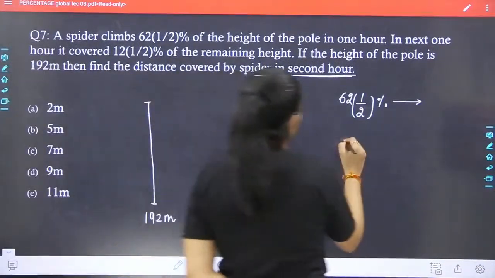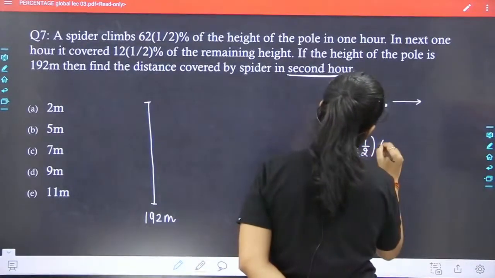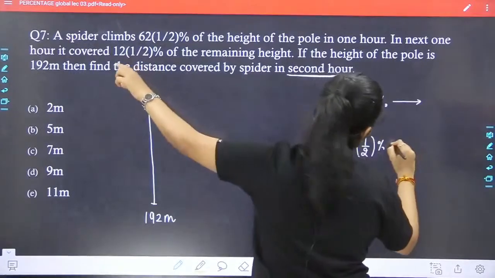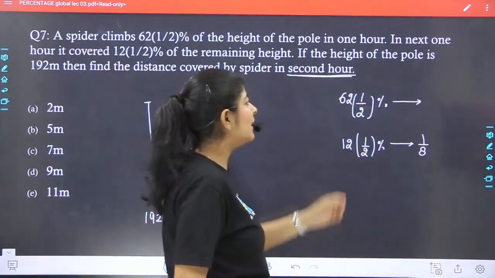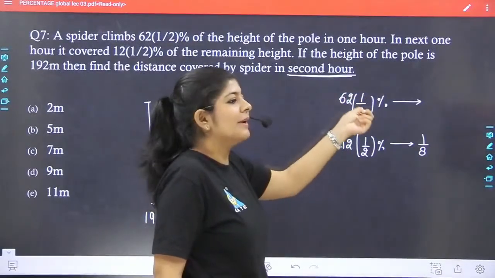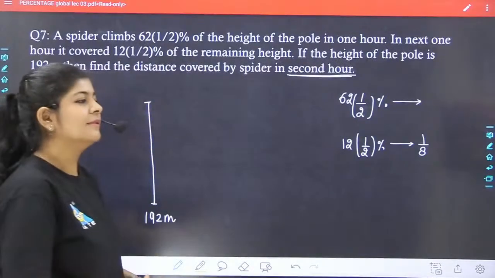As we all know, I can write 12 1 by 2% as 1 by 8 in fraction. So how do I write 62 1 by 2% in fraction? Very good, Saurav.